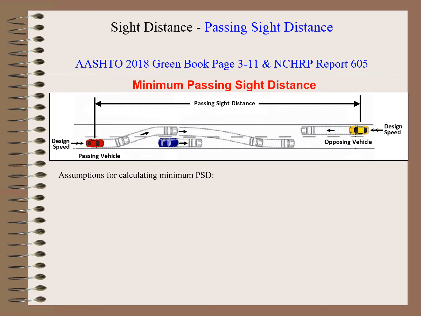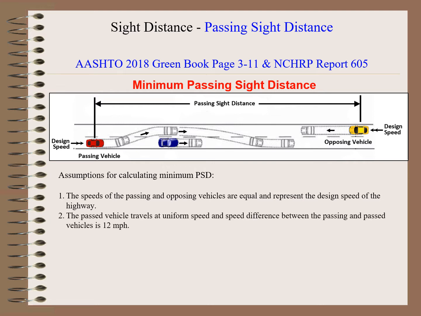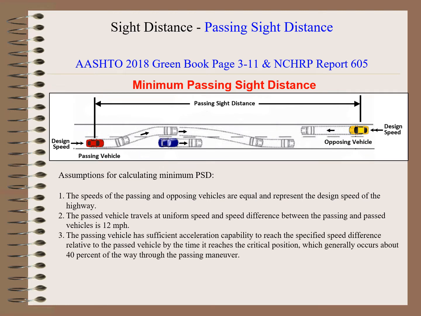The first assumption is the speeds of the passing and opposing vehicles are equal and represent the design speed of the highway. Assumption number 2 is the passed vehicle travels at a uniform speed, and the speed difference between the passing and passed vehicle is 12 miles per hour. 3. The passing vehicle has sufficient acceleration capacity to reach the specified speed difference relative to the passed vehicle by the time it reaches the critical position, which generally occurs about 40% of the way through the passing maneuver.